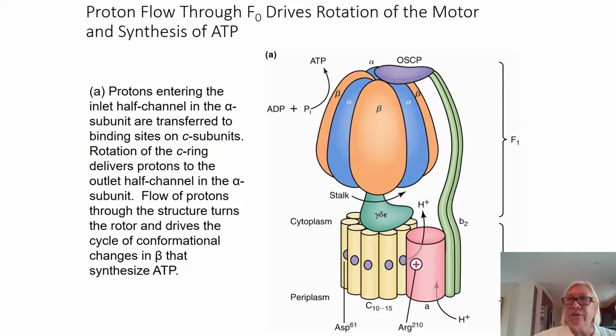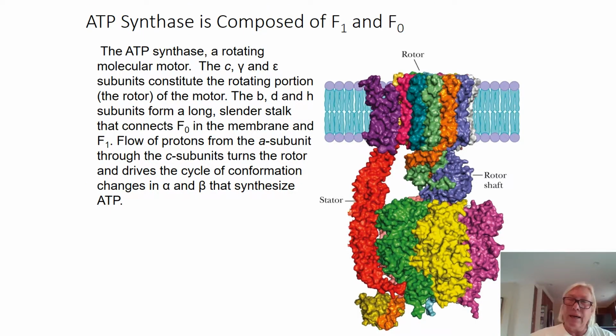Now, as we look at this next slide, again, this is more of a space filling model. It shows that rotor that is embedded in the membrane, the mitochondrial membrane. There is a shaft that connects the rotor to the business end, let's call this, because this is the catalytic end of this protein. It also has this stabilizing arm called the stator that also anchors it to the membrane.